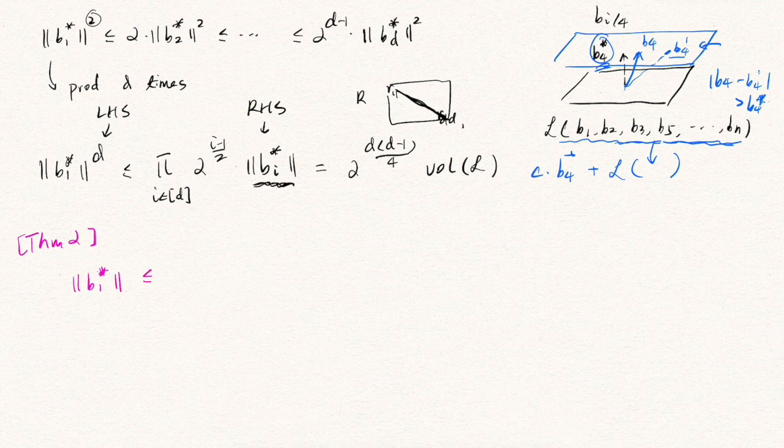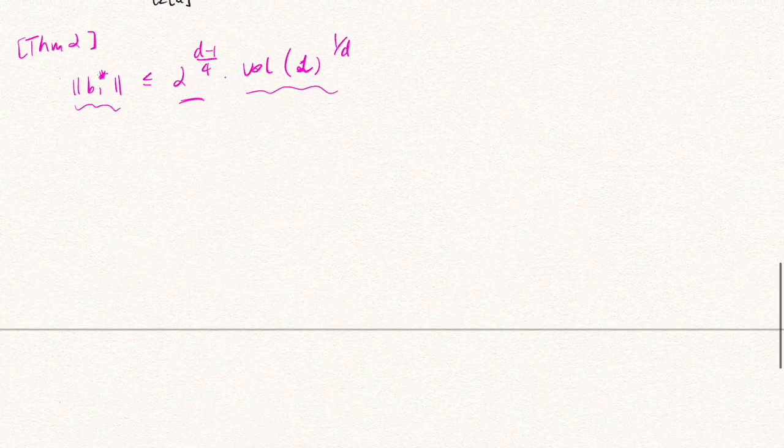If I summarize it, b1 star, which equals b1 by the way, is smaller than alpha to the (d minus 1) over d times the determinant of this lattice L. Sorry for my handwriting. So we've seen a relationship between the shortest vector, the first vector of the reduced basis, and the determinant of this lattice. Also the approximation factor is exponential with respect to the dimension. These are the two important properties of the LLL reduced basis.